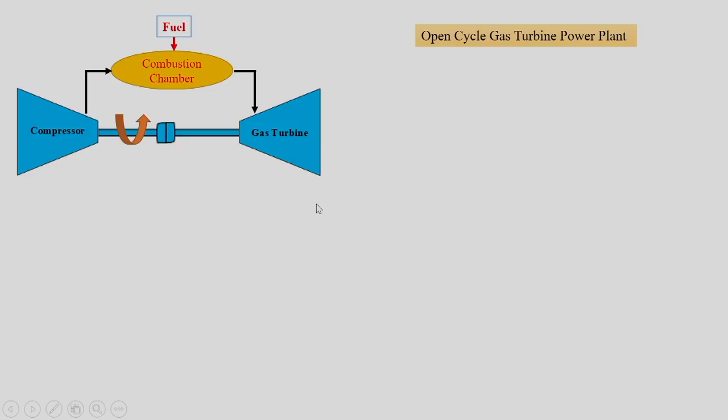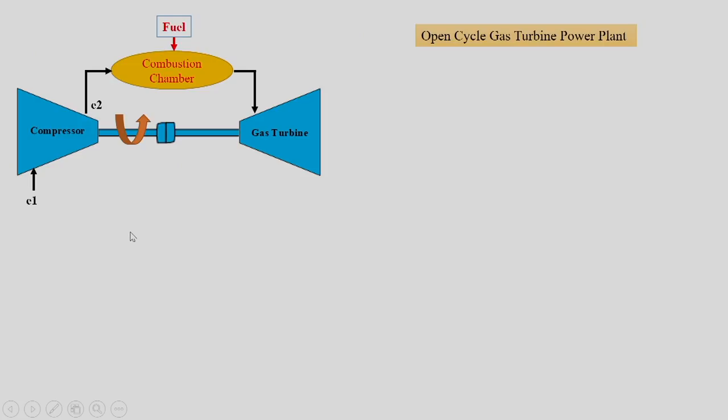At the exit of the gas turbine, the working medium will be exhausted to the atmosphere, so it won't complete its cycle. At the intake, we take air from the atmosphere, and at the exhaust, we let the gas go directly to the atmosphere. So this is how an open cycle gas turbine power plant operates. E1 is the energy at the inlet, E2 is the energy at the outlet of the compressor, as we have added the combustion energy to the working medium, E3 is the energy at the inlet to the gas turbine, and E4 is the energy at the outlet of the gas turbine.